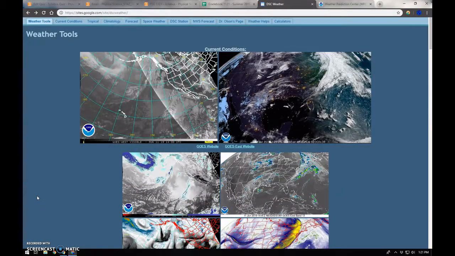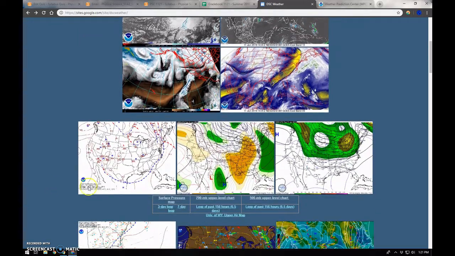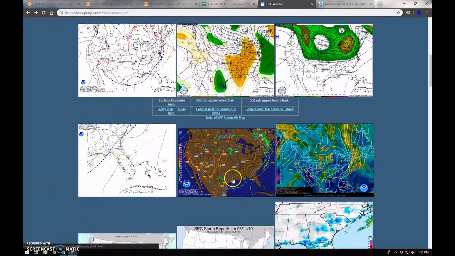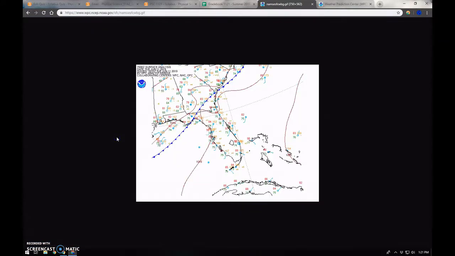Now here we are on the Weather Tools page for our course. We're going to scroll down past the satellite images as well as the upper level charts and come down to the surface analysis for Florida. Now outside, when we did the Buys-Ballots Law, we predicted that the high pressure would be to the south and the low pressure to the north, and we predicted this because the winds and the clouds were moving to the east. So let's take a look here.